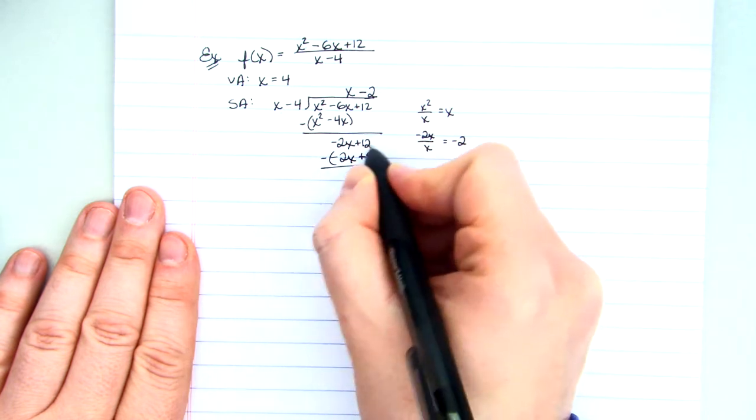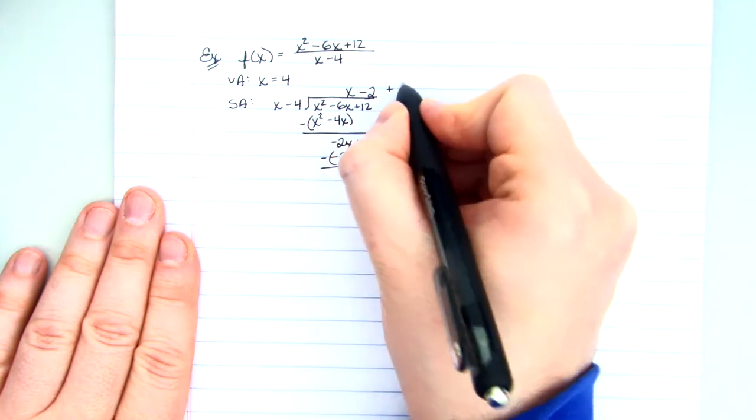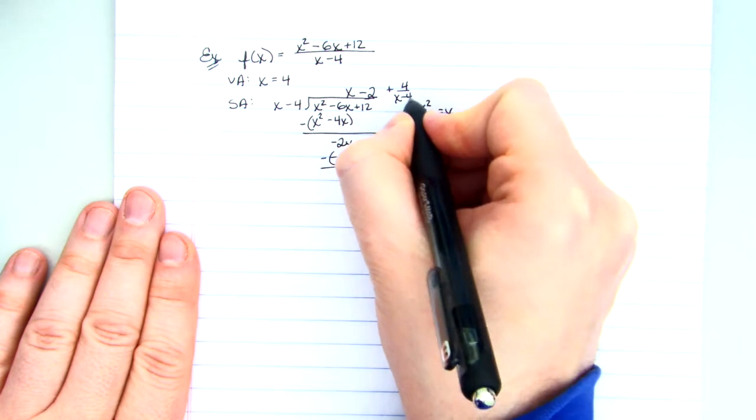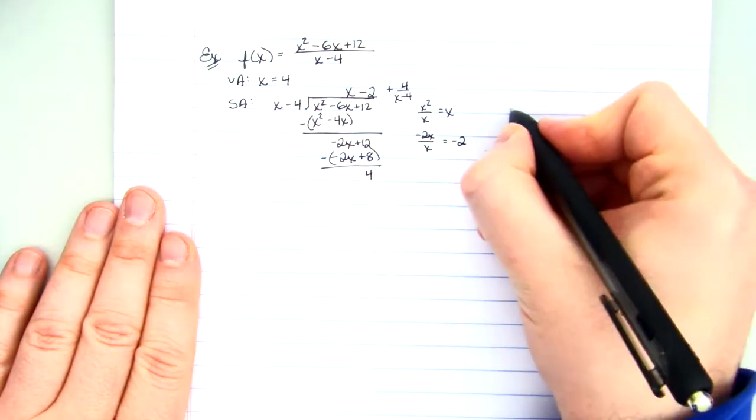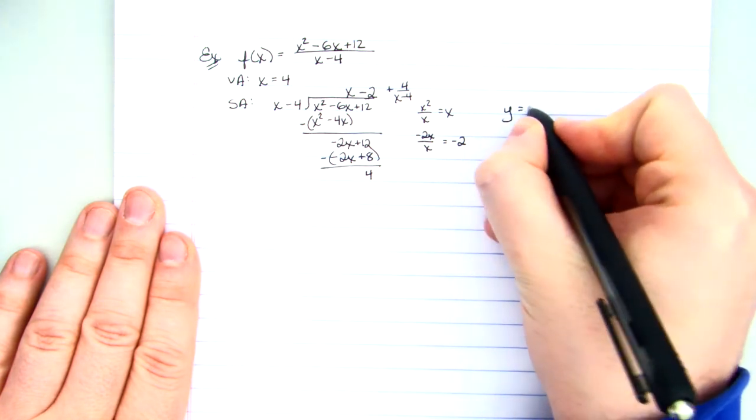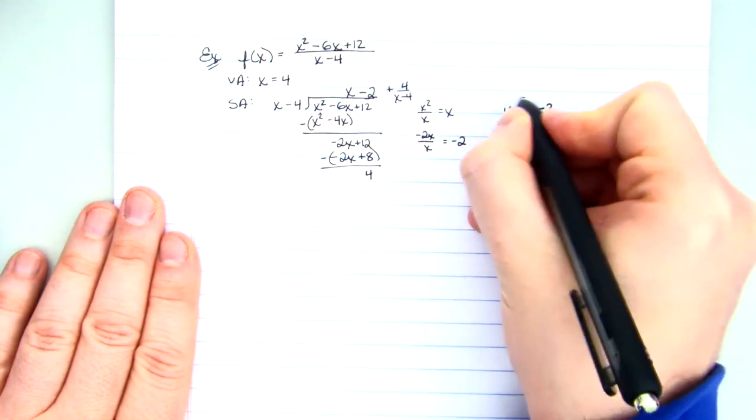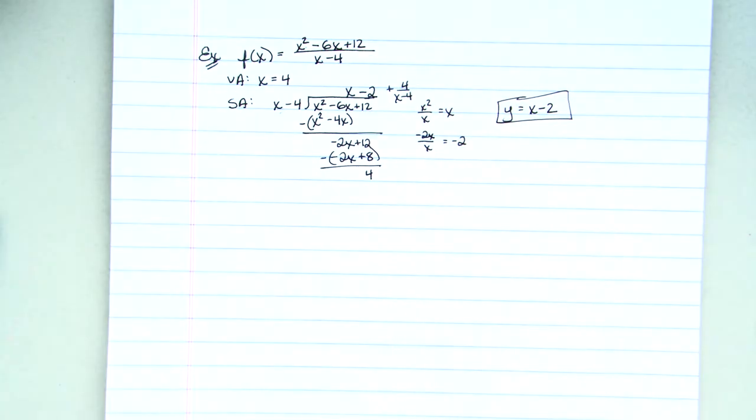Parentheses, and I'm going to subtract. Those are gone. I'm left with a 4, so plus 4 over x minus 4. The slant asymptote is the non-remainder here, so my slant asymptote needs to be y equals x minus 2. Slanted line, my graph's going to get really close to.